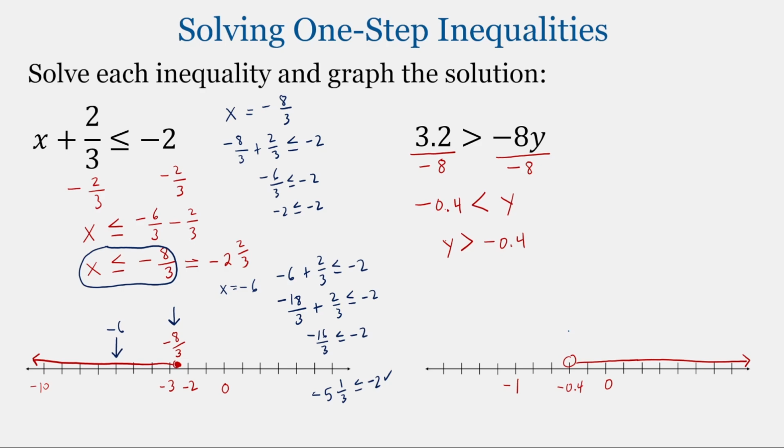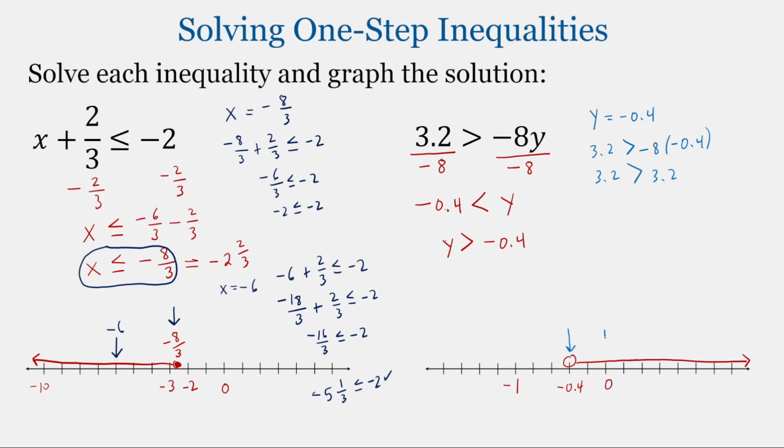Checking a few points. Again, I will check where the two sides are equal. That is where our circle is, our point. So at y equal to negative 0.4, we have 3.2 greater than negative 8 times negative 0.4. This is 3.2 greater than 3.2. And this is not a true statement because negative 0.4 is not a solution to this inequality, but it is the boundary of the inequality.